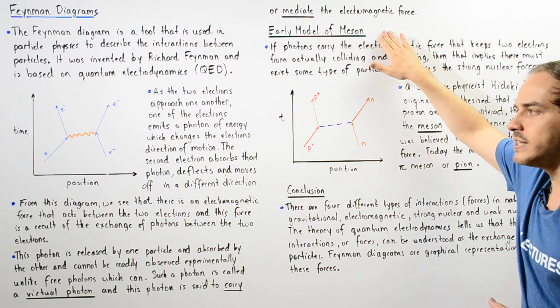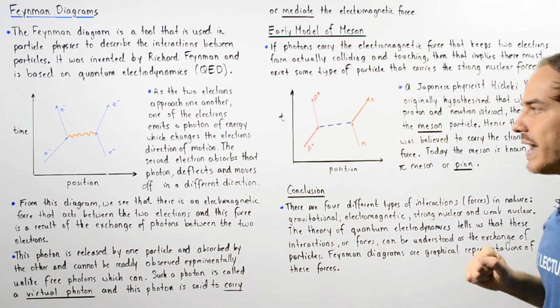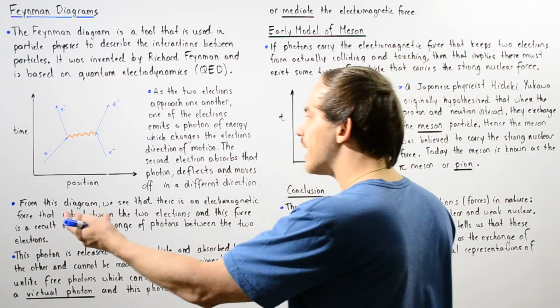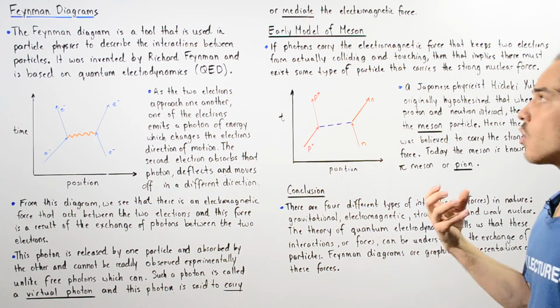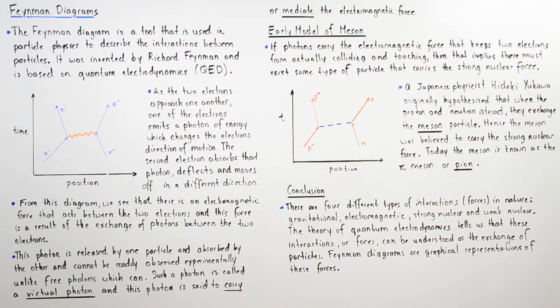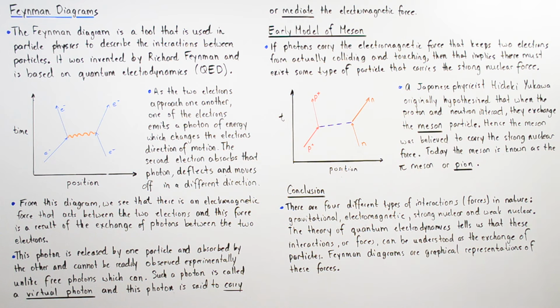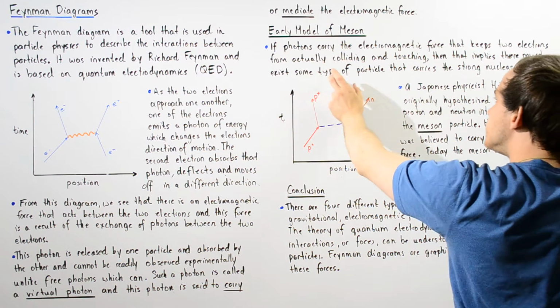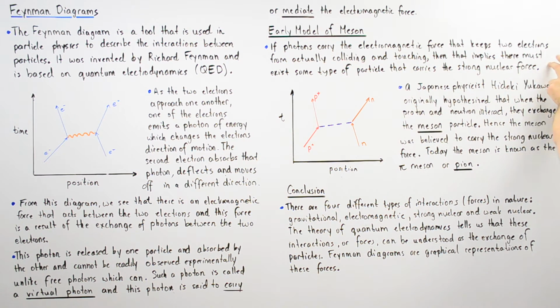So let's briefly describe the early model of the meson. So basically, we can use the Feynman diagram to describe the particle that carries the strong nuclear force. So if photons carry the electromagnetic force that keeps two electrons from actually physically colliding and touching one another, then that implies that there must exist some type of particle that carries the strong nuclear force.